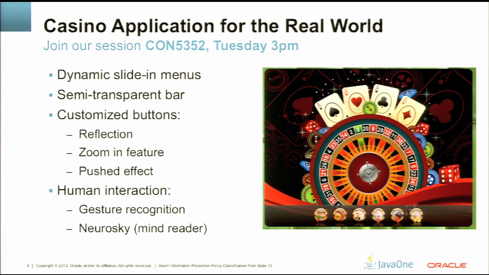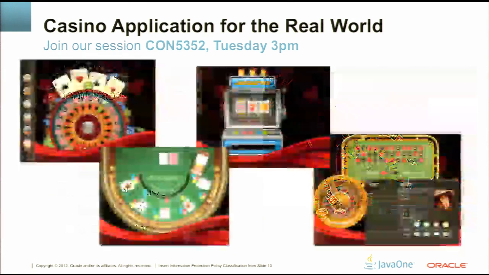Customized buttons, so you can create your own buttons. Again, reflection is given. You can have zoom in as you approach with the mouse, a push effect when you select something, so it is nice. Human interaction, as I said, we have gesture recognition using the Wii Remote, and we have Neuroski, which is kind of a mind reader. So again, that part will be in our next talk at 3 o'clock.